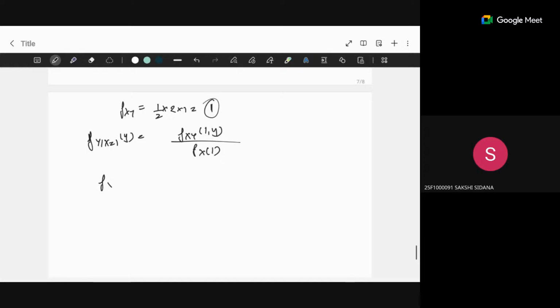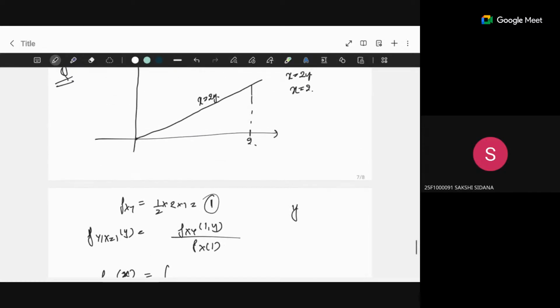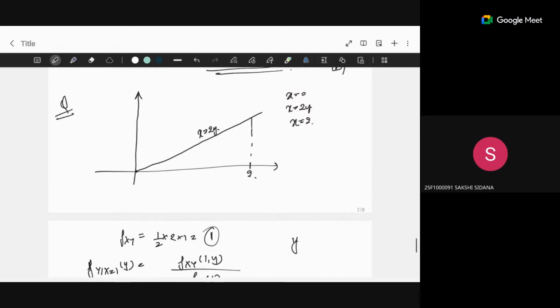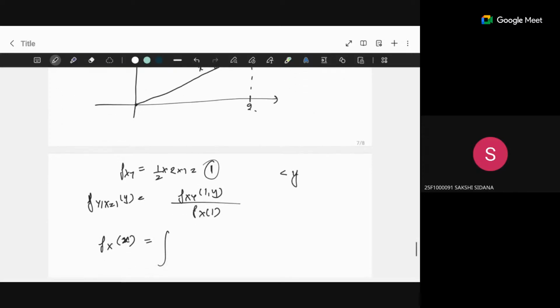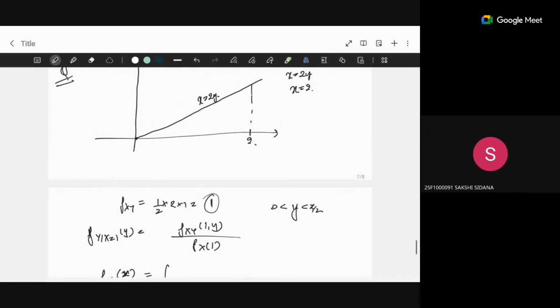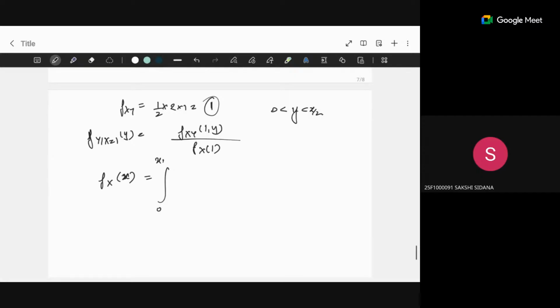Now, first of all, you need to find out the marginal distribution of x. This will be what? Integrating with respect to y? Yes or no? Yes. Okay. So for this, what will be the limits of y? Ma'am, it is not defined in question. Just from the figure, you can say it. So my y is going from 0 to x by 2. So this will be 0 to x by 2, 1 into dy.